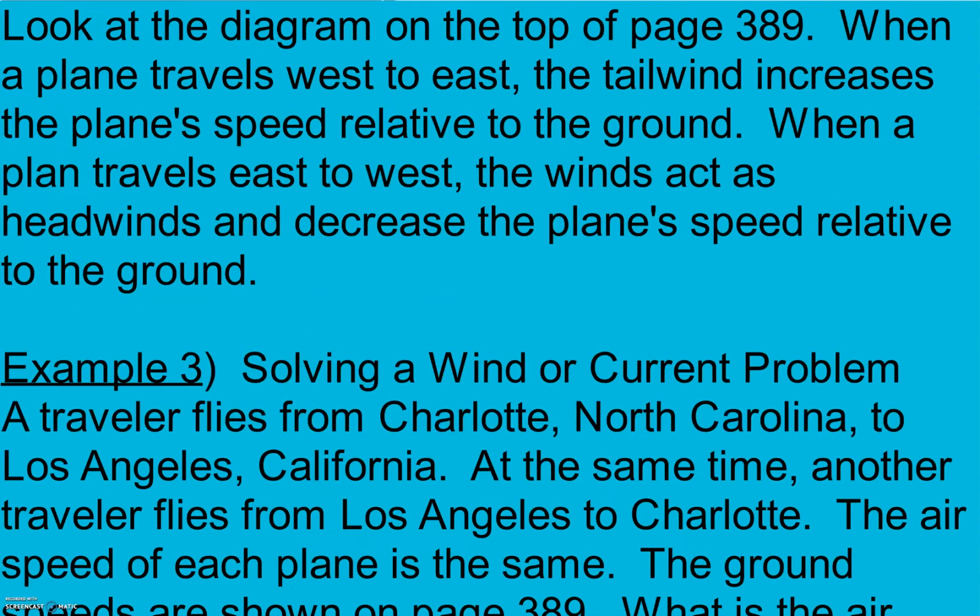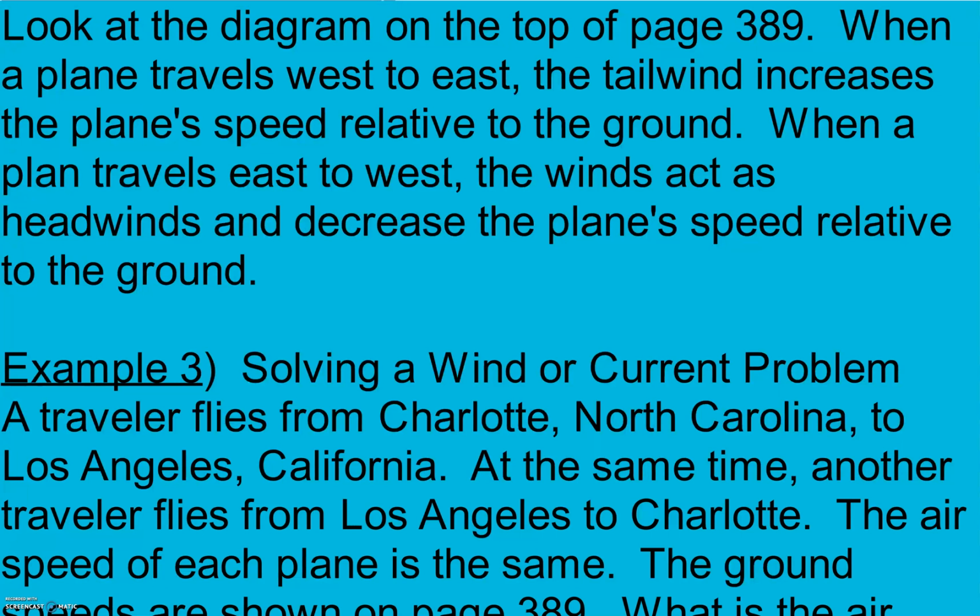Let's look at the diagram on the top of page 389. Here it says, when a plane travels from west to east across the United States, so from like California to New York, wind acts as tailwind. It increases the plane speed relative to the ground. This happens like when we're walking outside on a really windy day. It feels like we don't have to put as much effort in if the wind's at our back. It seems like it's pushing us along faster.